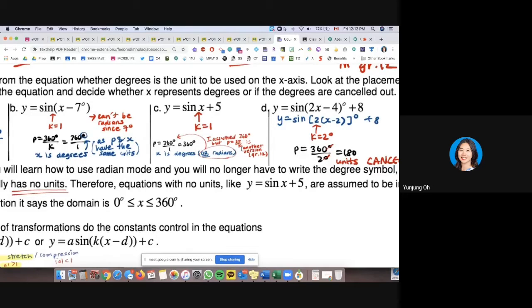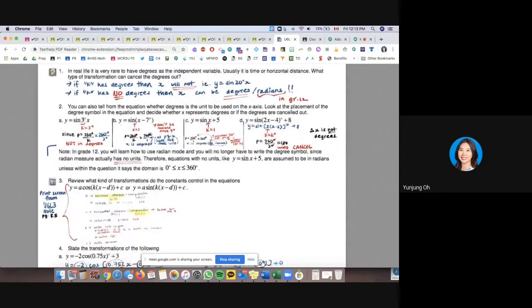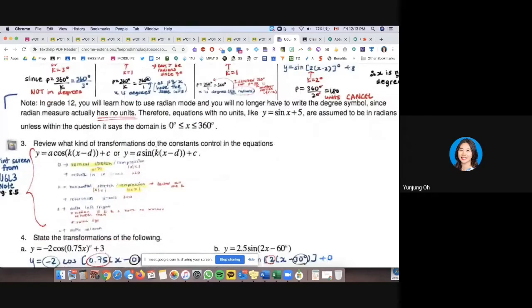For radians, the difference is when there are no units for your x, that means the units are in radians. Usually, if there are no units, it's radians. But otherwise, at least in grade 11, we're using degrees anyways, okay? So I feel like there is a lot of overlap between lesson 3 and 4.